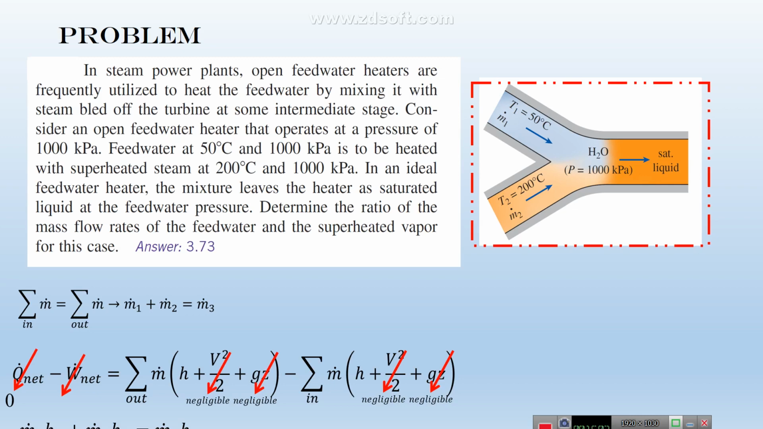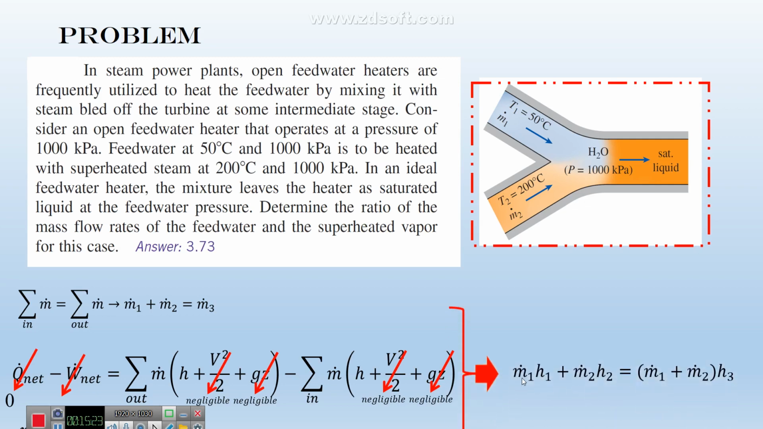Now, we are looking for the ratio of m dot 1 to m dot 2. As a next step, we can combine the energy balance equation and mass balance equation. We can substitute for the m dot 3 from the mass balance equation. If we combine these two equations, then this will be the final equation. And now we are looking for m dot 1 over m dot 2. You can simply divide both sides by m dot 1. If you divide both sides by m dot 1, this is the equation, correct?